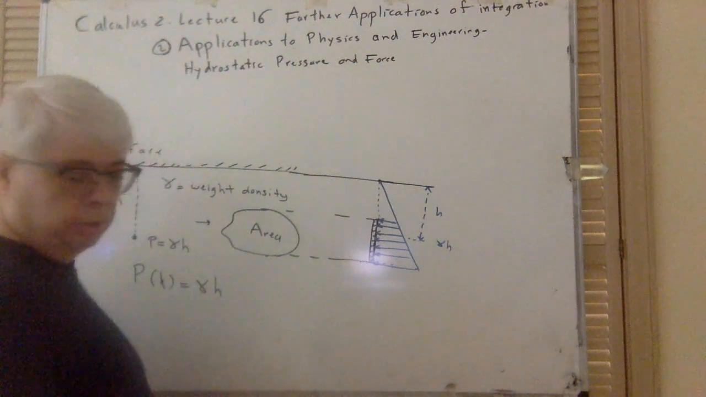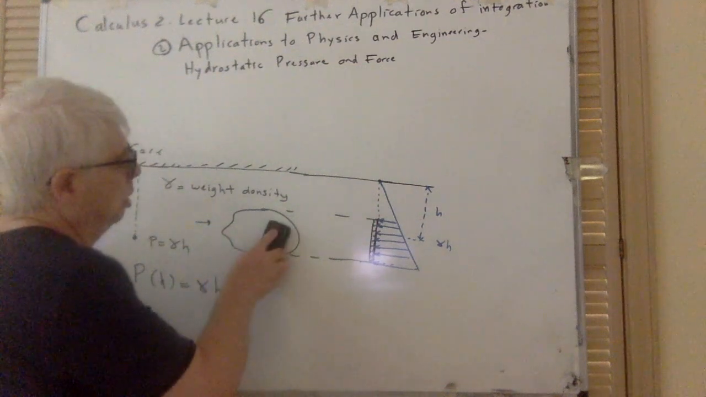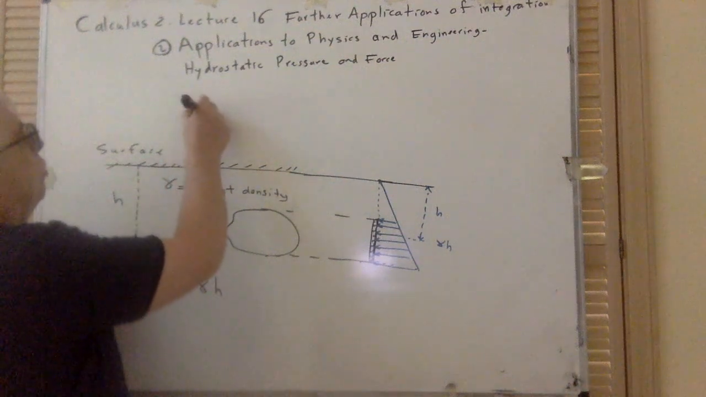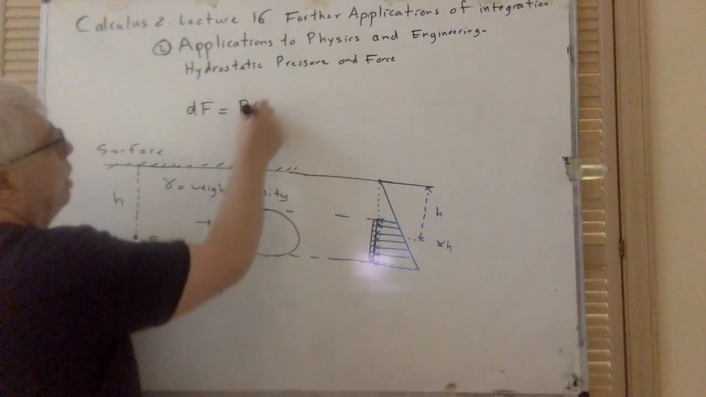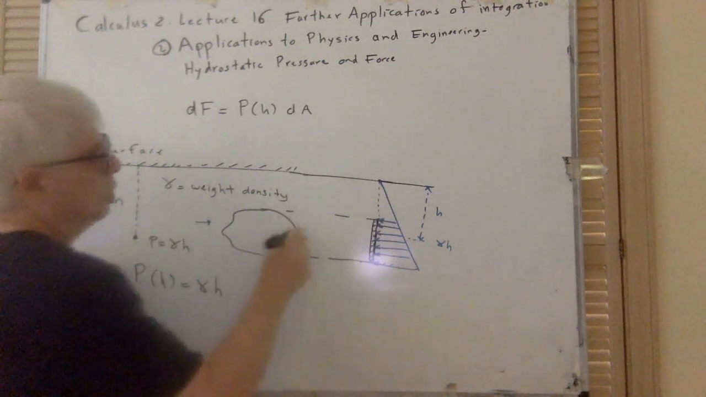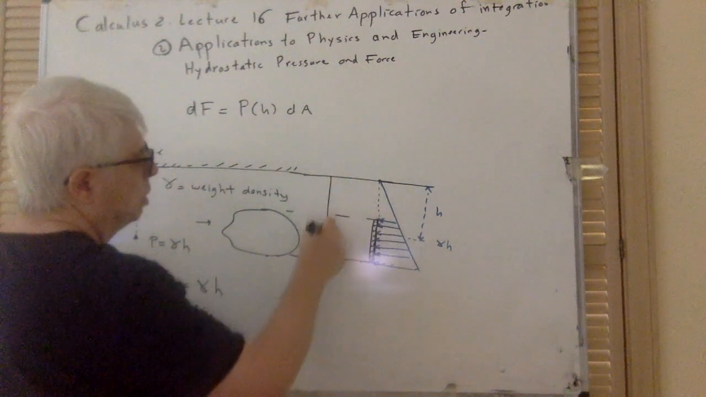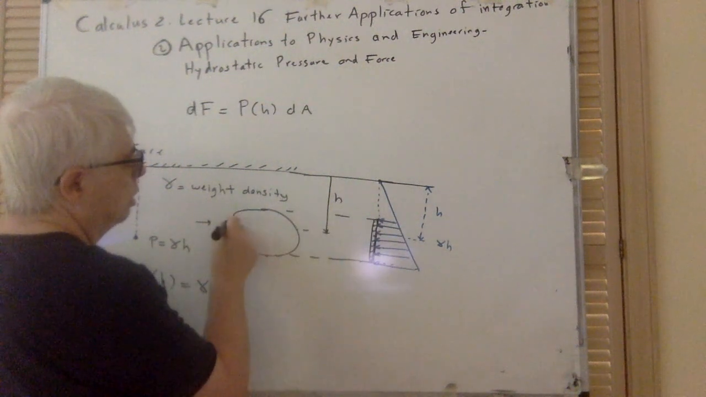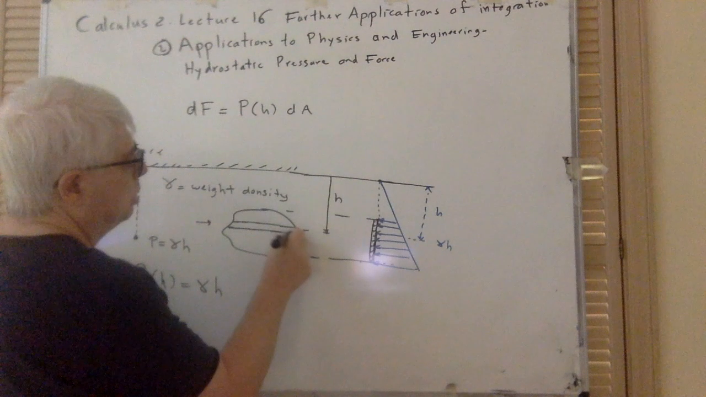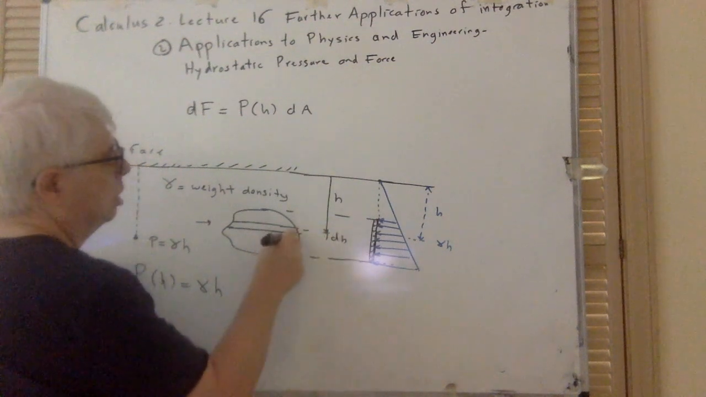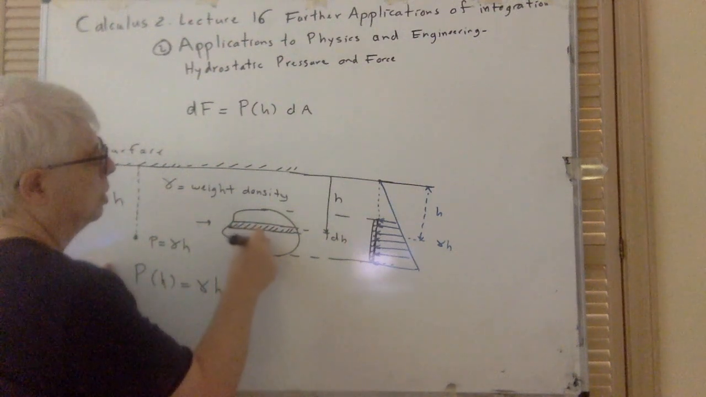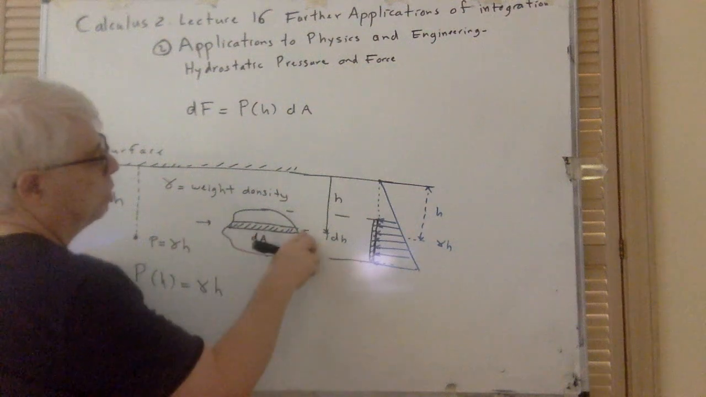Well, it's very easy. As I wrote down for you, dF is P as a function of h times dA. And this dA should be a function of h, right? So if I am at level h here, then I can draw this line, then I can go further down by dh. And this is my area, dA. So my job is simply finding dA.